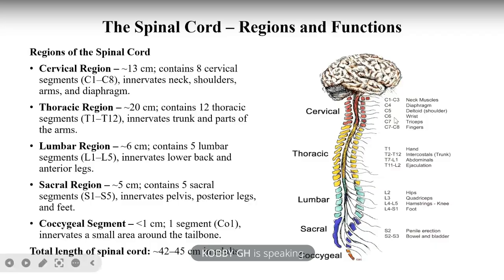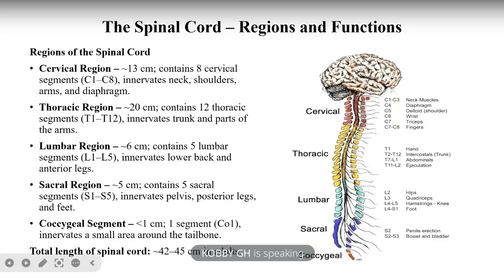Then we come to the thoracic region. T1 controls your hand. T2 to T12 control your intercostals and the trunk. T7 to L1 control your abdominal structures or organs. T11 to L2 are responsible for ejaculation.